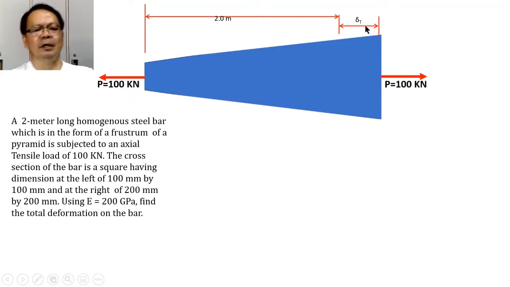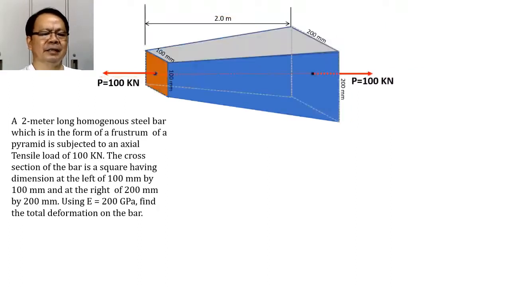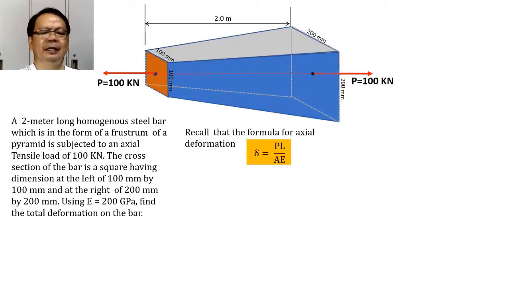The question is, how do we get this total deformation? Although we have the formula for finding the deformation, which may be taken as the product of PL divided by AE, we have to remember that this formula is only applicable when the following conditions are satisfied. Just like what I have discussed in my previous discussion, this formula has limitations, and it only applies when the following conditions are met. And what are they?